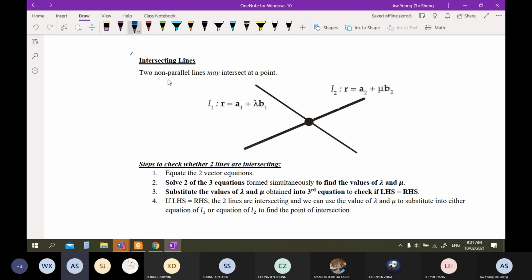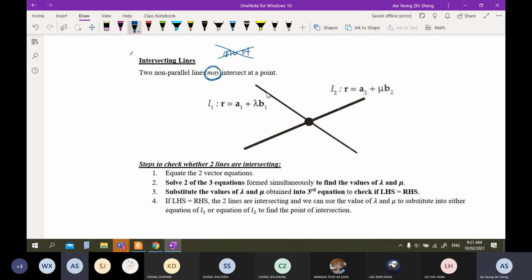Okay. So first thing that you need to know is two non-parallel lines may intersect at a point. Here I use the word may. I'm not using the word must. So it's possible for non-parallel lines to not intersect in 3 dimensions. So yeah, two non-parallel lines may intersect at a point.